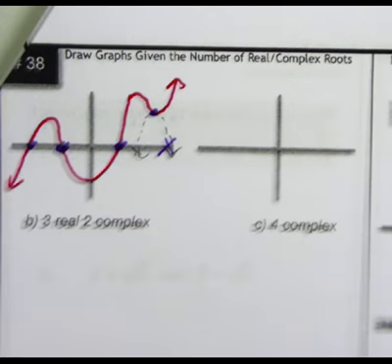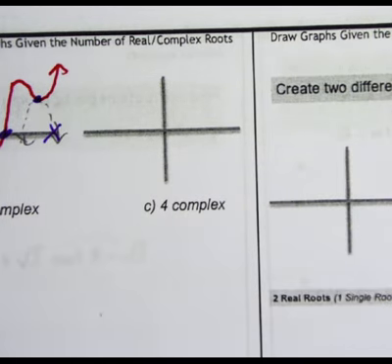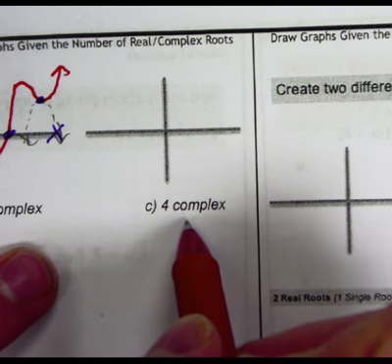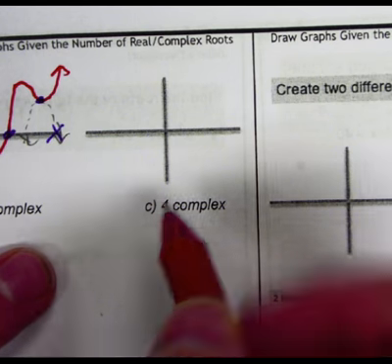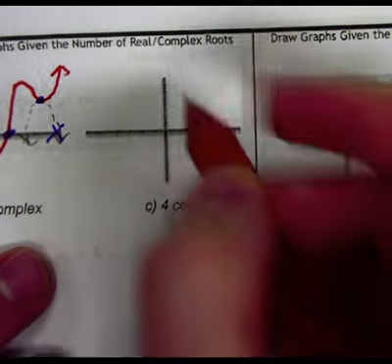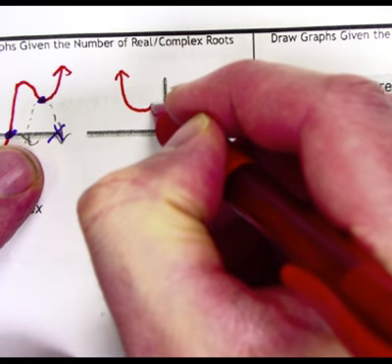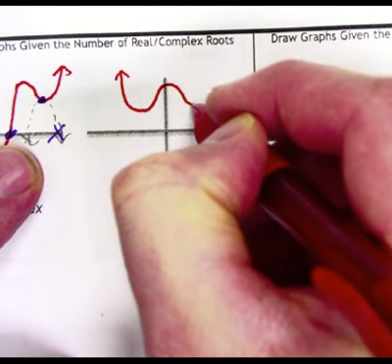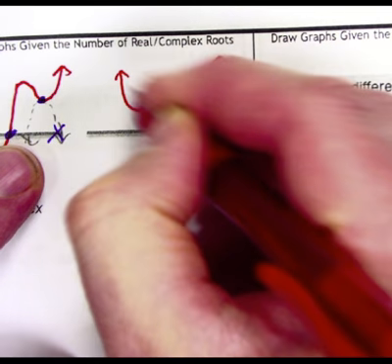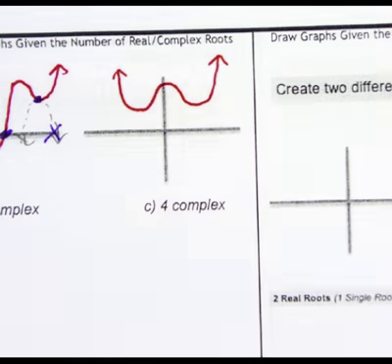Next, what about 4 complex? Well, each parabola that opens away from the x-axis generates 2 complex. So I basically just need 2 parabolas that open away from the x-axis. So none of them are going to hit the x-axis, but their imaginary buddies are. So I just draw something like this, a parabola that kind of opens away, and then this one also opens away. So there's a parabola there and one there. They both open away from the x-axis.